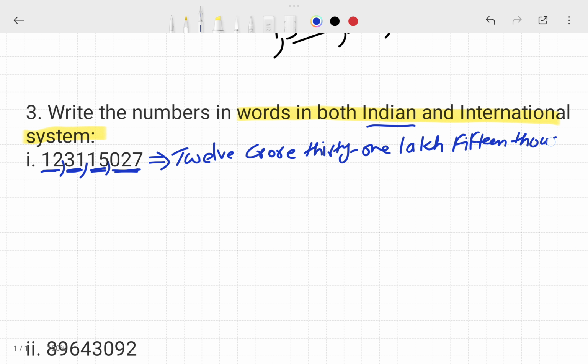15,000. And this is going to be 0 and 7, so it is going to be 27. Okay, now let's write this number into the international system.